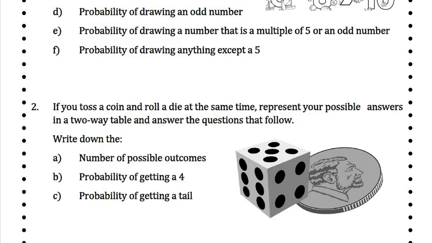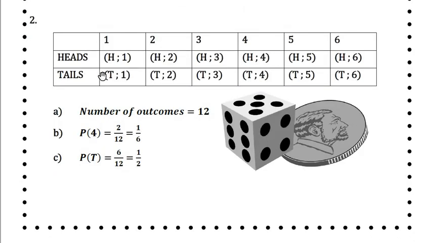The probability of getting a tail, so you'll notice here at the bottom you have a tail and a 1, a tail and a 2, tail 3, tail 4, tail 5, tail 6. So there's 6 options where you can get a tail, 6 out of the 12, which is then a half.